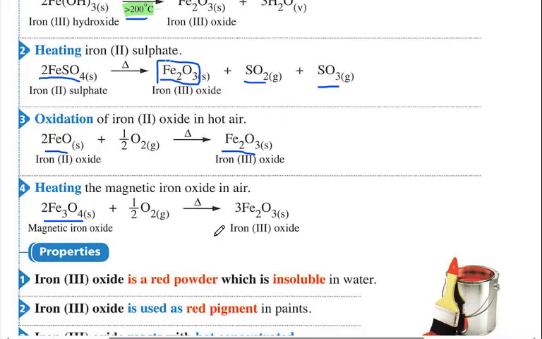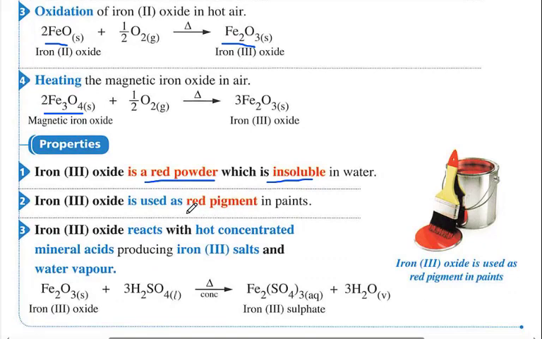Let's have some physical properties. It is a red powder insoluble in water. It is used as a pigment, a red pigment in paints.